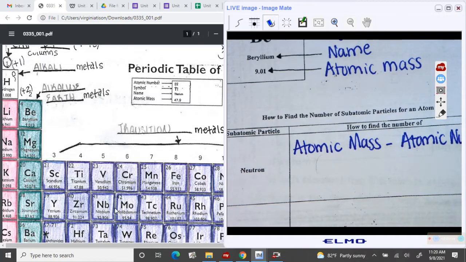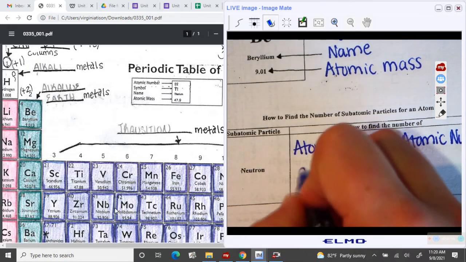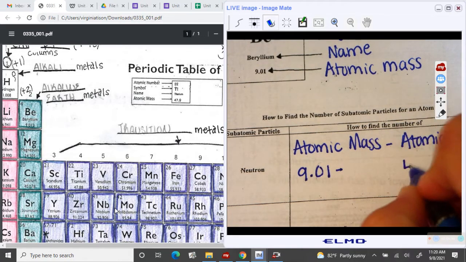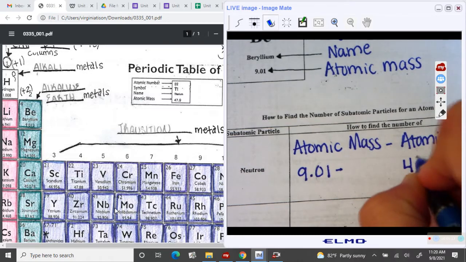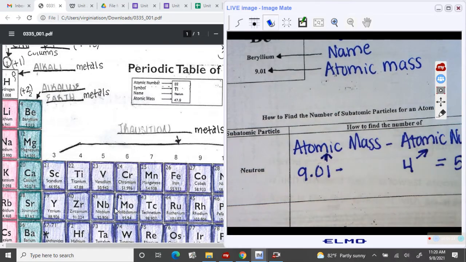All right, so in the case of beryllium, the atomic mass was 9.01 minus the atomic number, which was 4, and that gave us 5 neutrons. So we have our atomic number, our atomic mass, and that gave us 5 neutrons.